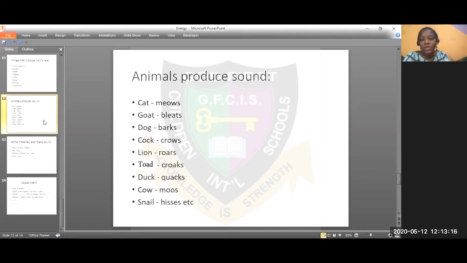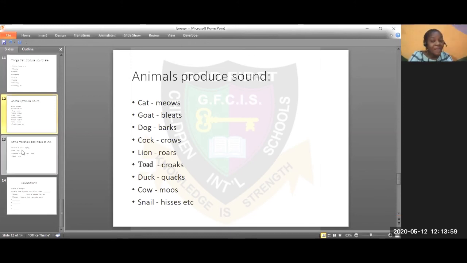The next one is toad. A toad croaks. Sound of a toad. A duck quacks. Quack, quack, quack. A cow moos. Moo. Everybody moo like a cow. Moo. What about a snail? That is the sound of a snail.